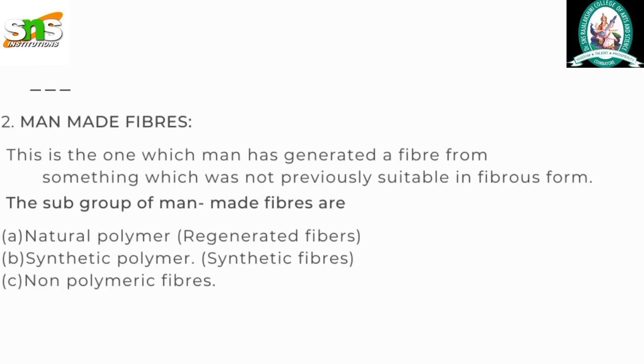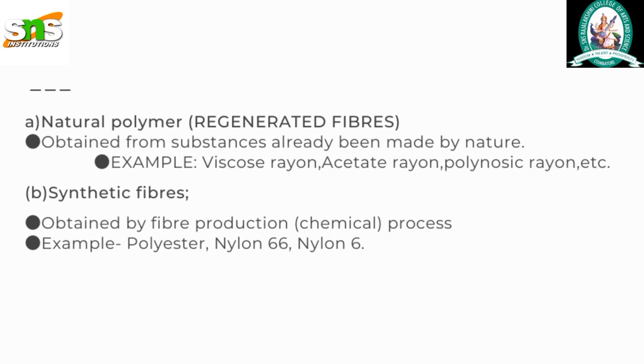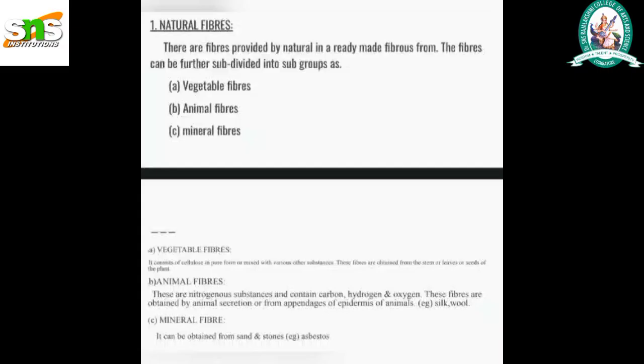Man-made fiber. This is the one which man has generated as fiber from something which was not previously suitable in fibrous form. The subgroups of man-made fibers are natural polymer, regenerated fibers, synthetic polymer, synthetic fibers, non-polymeric fibers. Natural polymer, regenerated fibers are obtained from substances already made by nature. Example, viscose rayon, acetate rayon, polynosic rayon, etc. Synthetic fibers are obtained by fiber production, chemical process. Example, polyester, nylon 6,6 and nylon 6.